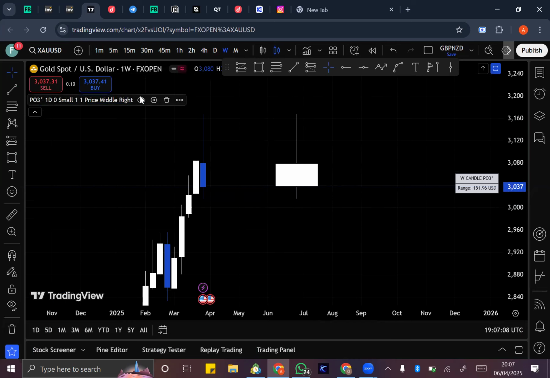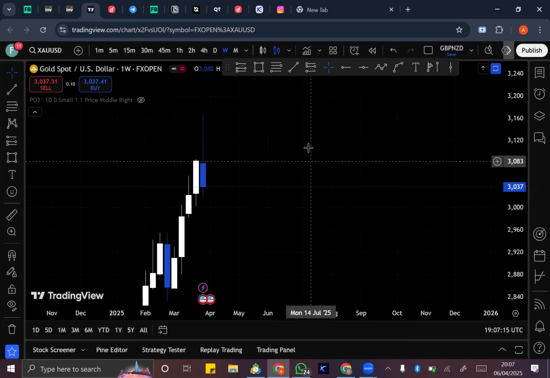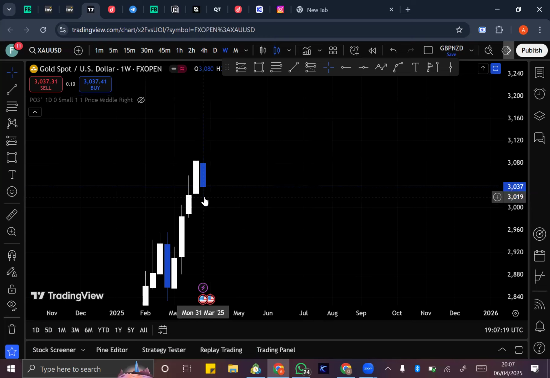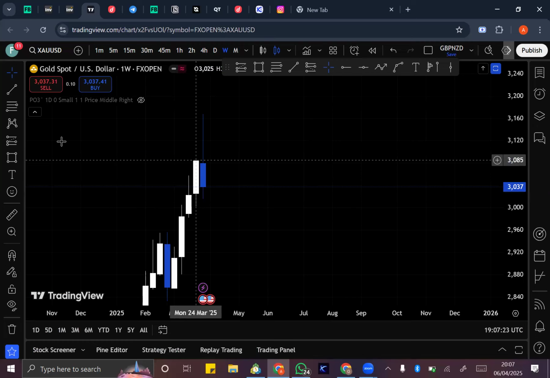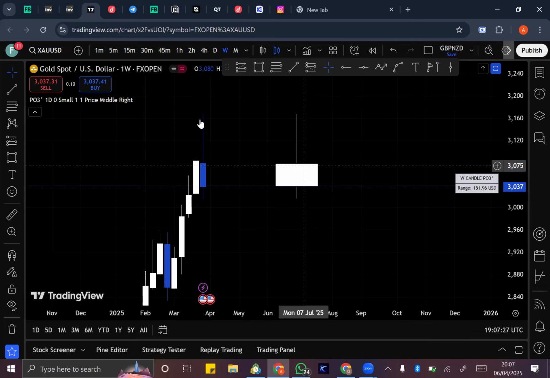If I turn off this indicator now, you are going to see that this was the candlestick that was here. You are going to see the low wick, the high wick, and then the full body. If you turn on the indicator, it's going to bring it out here. This is the full wick.